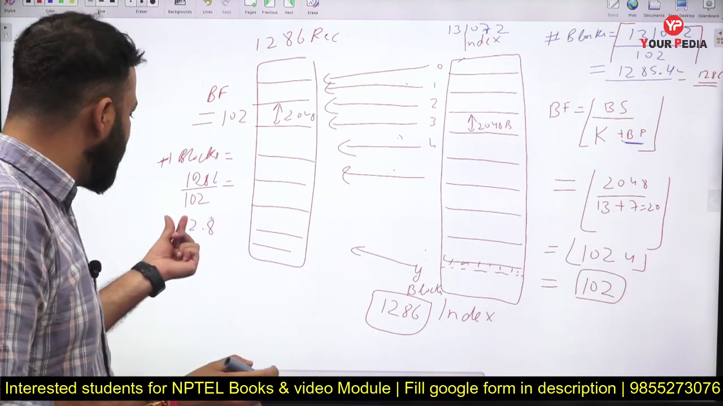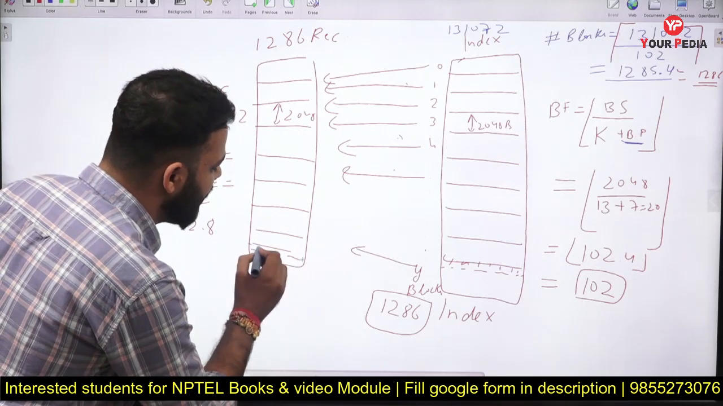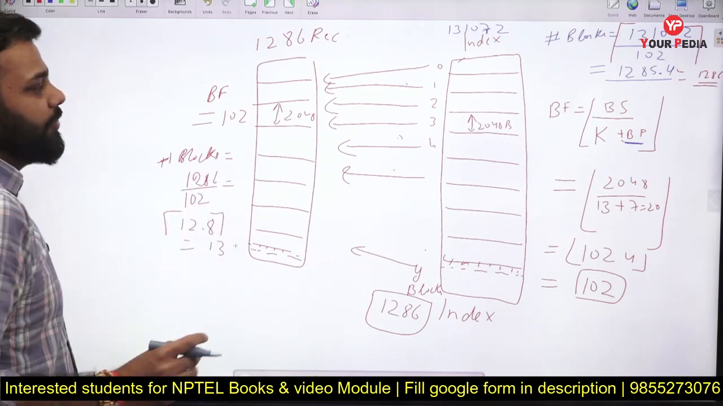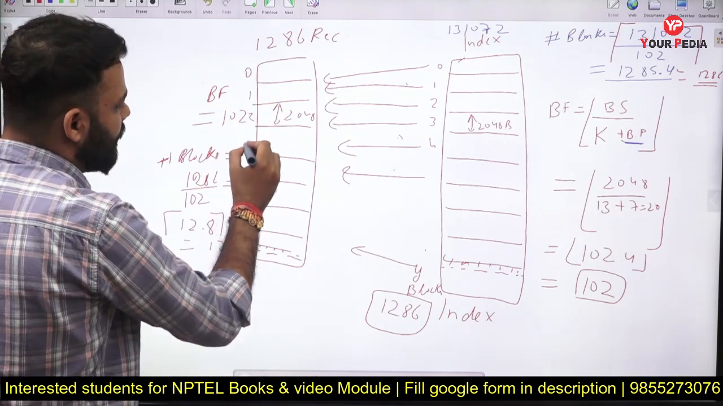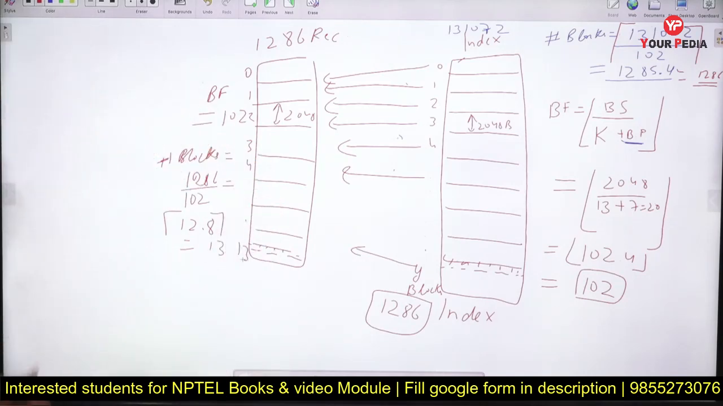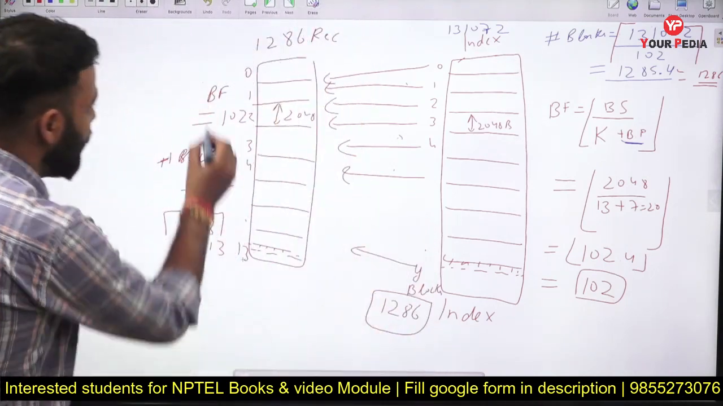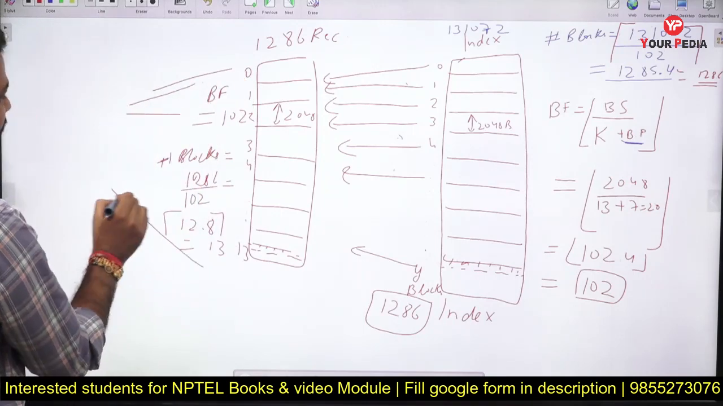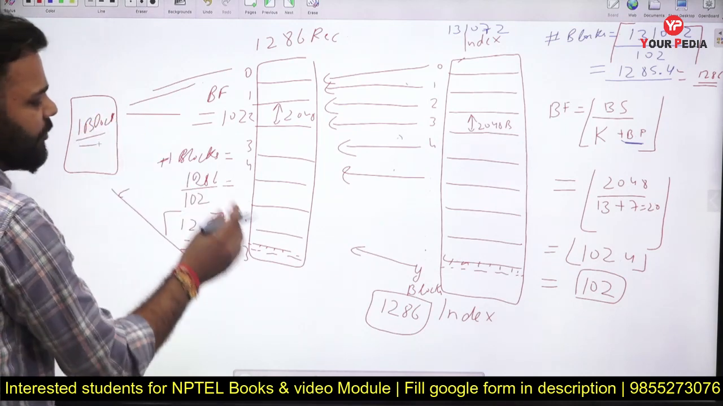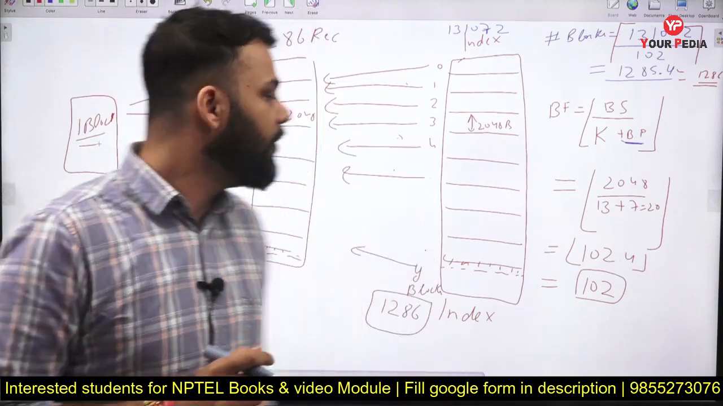Again we cannot take this value as 12, because if we take this value as 12, the last 0.8 part of the records will be lost. So we will be taking the ceiling value, which will be equal to 13. So the number of blocks in this level of index will be 13. Now if you want to move further, one block can have 102 records. So if you move another level, all these 13 records will be stored in one block, because it can have 102 records. So one block will be more than sufficient to store all the records.